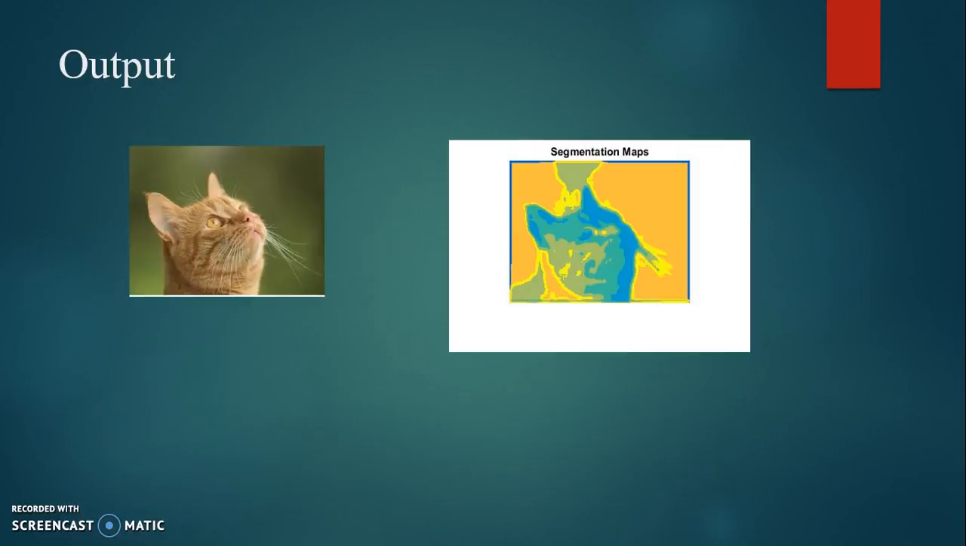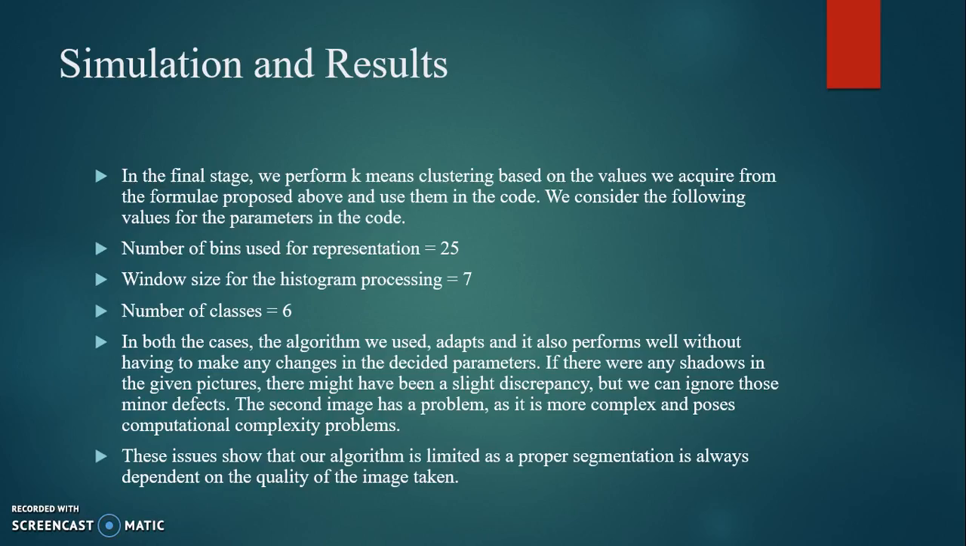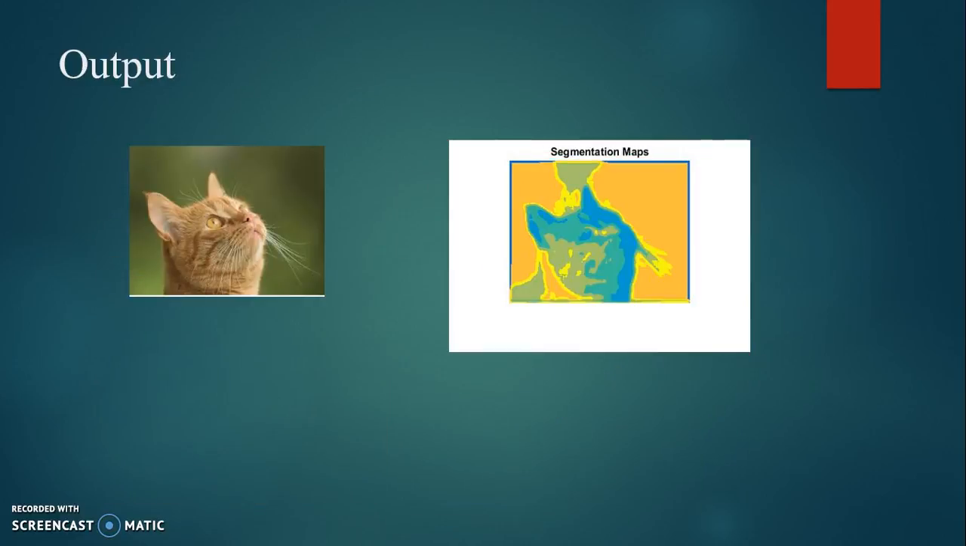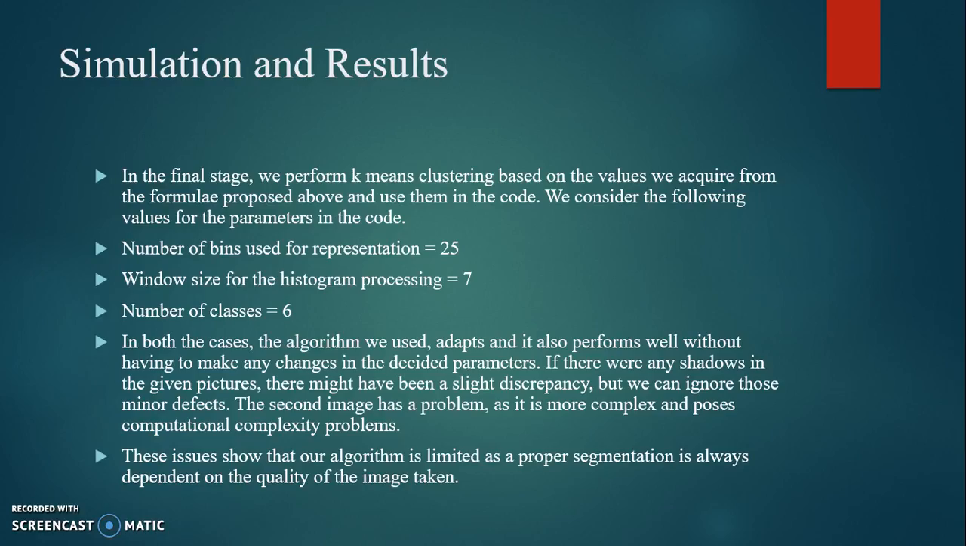This is the first image and this is the second output we received. As we were telling you, the second image has a slight discrepancy because it is a complex image. So these issues show that our algorithm is limited as a proper segmentation. It is always dependent on the quality of the image taken.